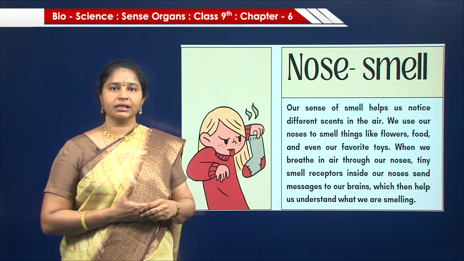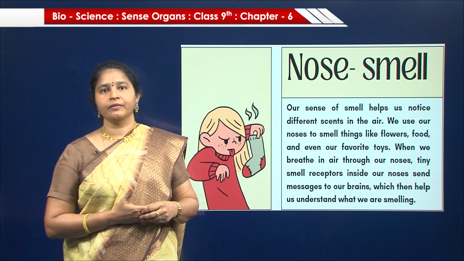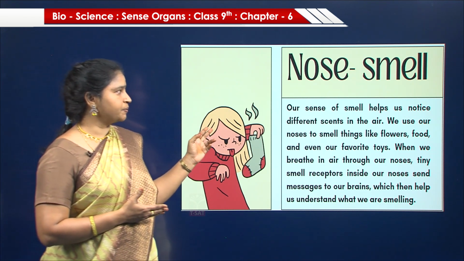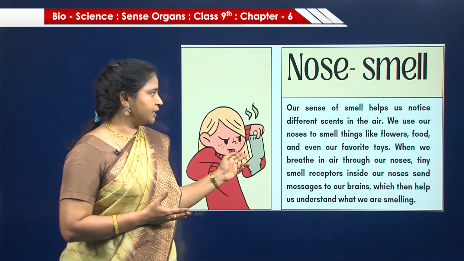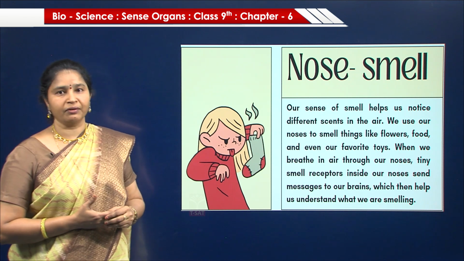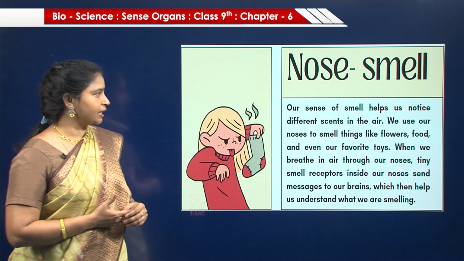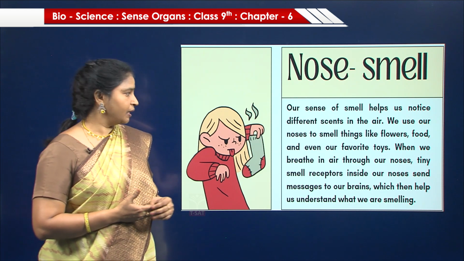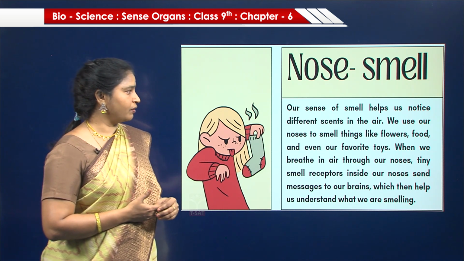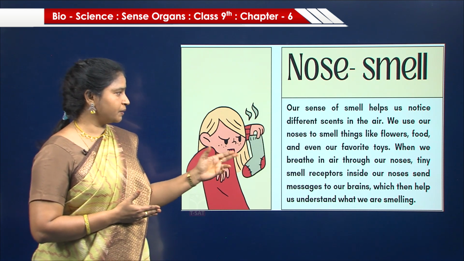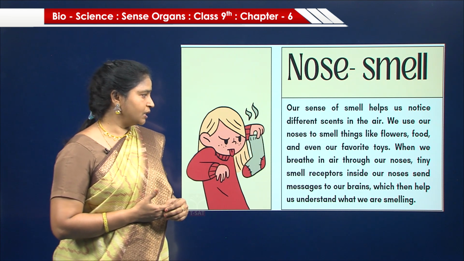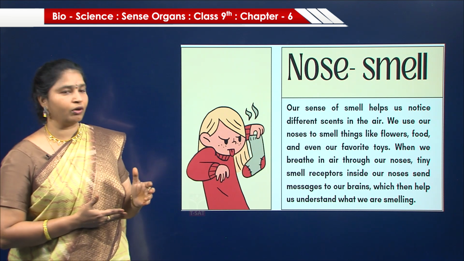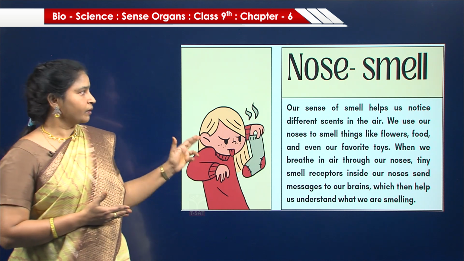Children, now let us see one more sensory organ, nose. What is the use of nose? Our sense of smell helps us notice different scents in the air. We use our nose to smell things like flowers, food and even our favorite toys. When we breathe in air through our nose, tiny smell receptors inside our nose send messages to our brain, which then help us understand what we are smelling.